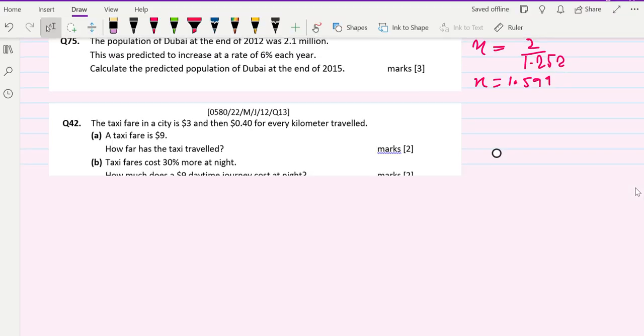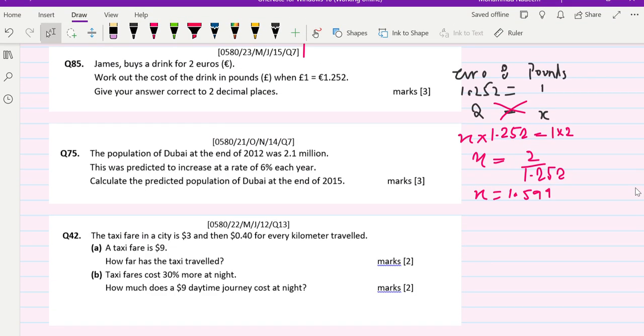Okay, then we have another question. The population of Dubai at the end of 2012 was 2.1 million. This was predicted to increase at a rate of 6% each year. So this question is from exponential increase or decrease. So we have a formula to solve this question.